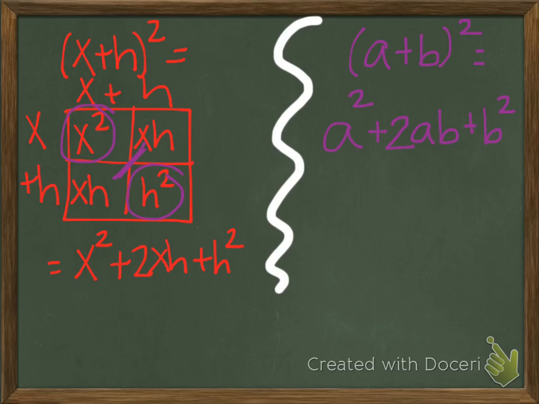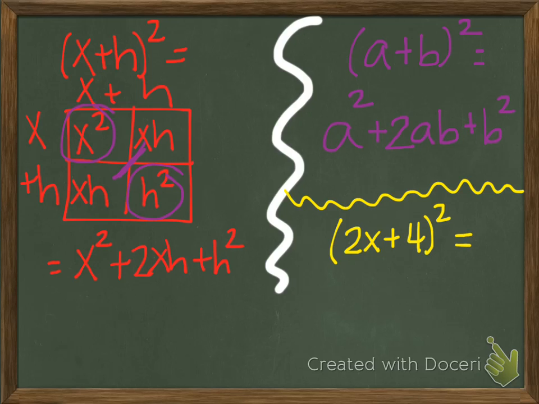You can use this shortcut, or you can use the rectangle. It doesn't matter which you choose. You can go either way. Let's do a quick example just using the shortcut before we continue on that previous question. If I want to square 2x plus 4.